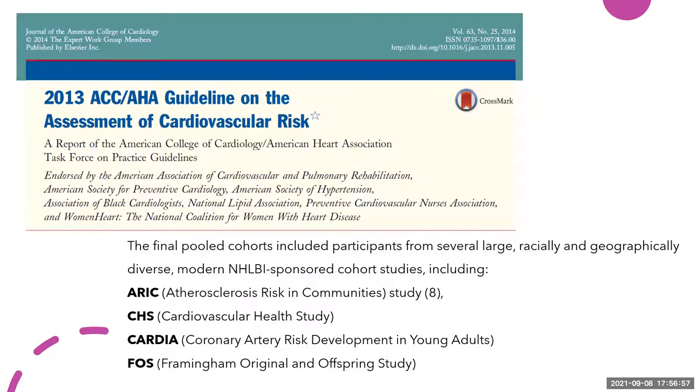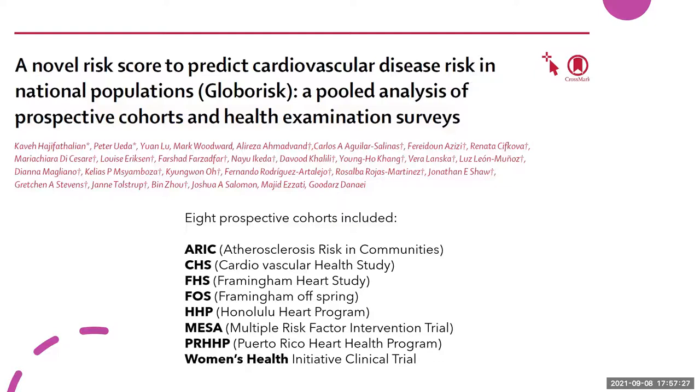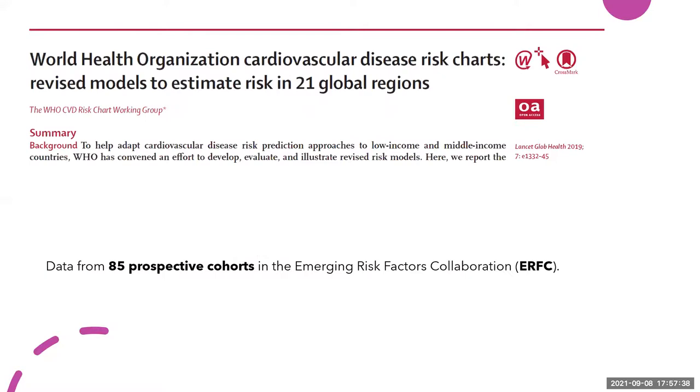For example, these issues happened in developing some famous and well-known prediction models for cardiovascular diseases, like the ACC-AHA pooled cohort equation for the assessment of cardiovascular disease risk, which used data from the cohorts of ARIC, CHS, CARDIA, and Framingham Offspring cohort. And also the Globorisk risk score, which used more cohort studies, 8 cohorts from the National Heart, Lung, and Blood Institute. And finally, the recently developed WHO risk charts, which used 85 prospective cohort studies from the Emerging Risk Factors Collaboration.